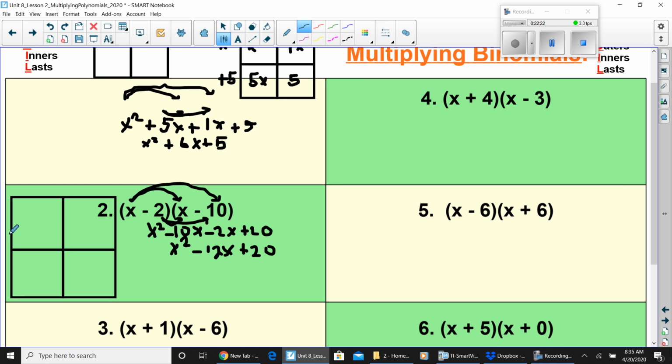All right, so remember, x minus 2, I'm going to put right here, x minus 2. And then x minus 10. Sorry, I have to squeeze that in. X times x would be x squared. X times negative 2 would be negative 2x. Negative 10 times x is negative 10x.